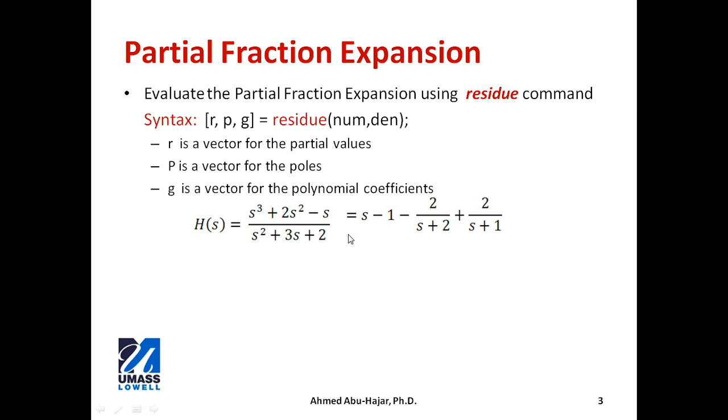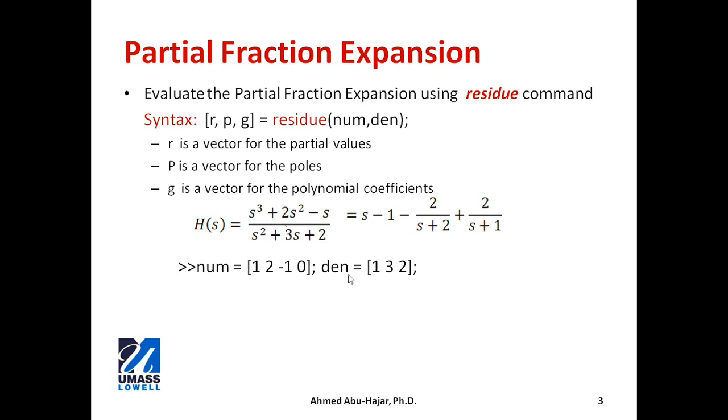So the question now is, how would I use the residue command for this rational function? The first thing I have to do is define the numerator and the denominator vectors. The numerator vector, I can call it any name, but I'm calling it here num. The numerator vector is basically the coefficients of the numerator polynomial. So I have 1 for s cubed, and I have 2 for the term with s squared, and then I have minus 1 for the term that contains the s, and because the DC coefficient is 0, I have to include 0 here. If I didn't include a 0 here, it will assume that this is a second order polynomial. So you have to always end with the zeroth order coefficient.